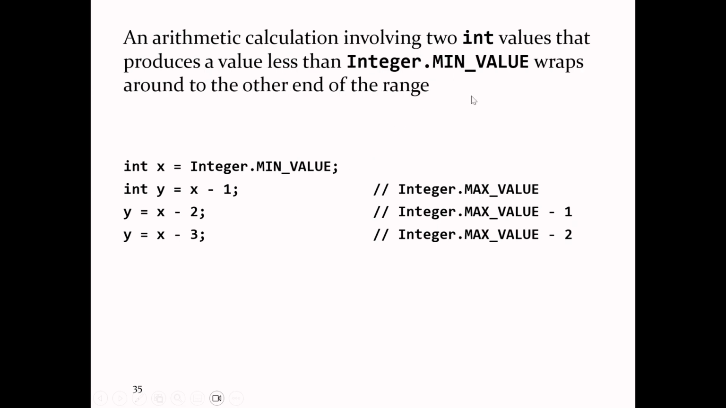Similarly, if you have 2 values and you do some arithmetic with them and it goes below integer min value, it wraps around to the other side. If you start out at the smallest integer value and subtract 1, that wraps around and goes to integer max value. So you have a negative value, subtract a positive value, and you end up with a positive value. Doesn't make sense mathematically, but that's how it works on your computer. X minus 2 is integer max value minus 1, and x minus 3 is integer max value minus 2, and so on and so forth.